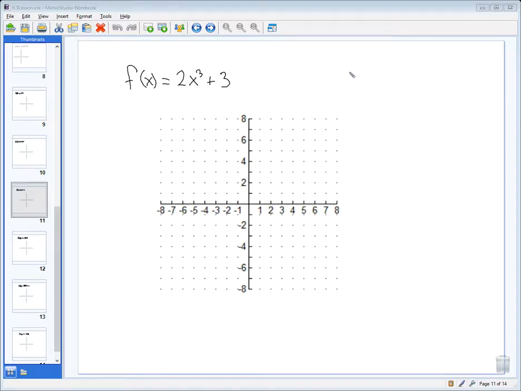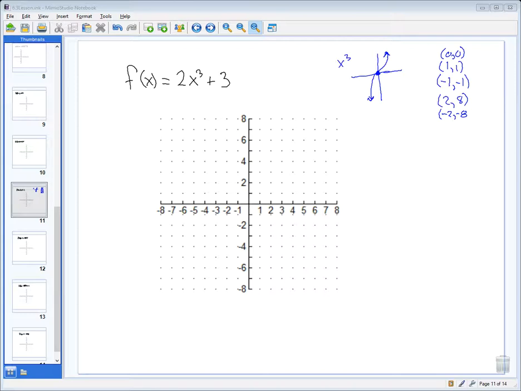Now you should recall that your parent function of x cubed has key points of (0, 0), (1, 1), (-1, -1), (2, 8), and (-2, -8). So your graph comes up through here, and your function looks like this. This is your parent function.